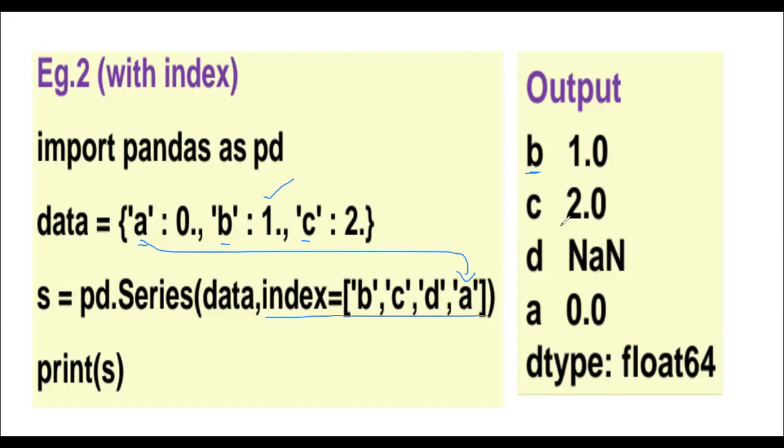Then the next index is C. So we are getting C and it will check in the dictionary. We have a key C. Yes, we have. And what value do we have? 2 points. So 2.0. Then the next index is D. We don't have a key D in the dictionary. So we are getting a NaN value in that place. Then we have an index A. It will check in the dictionary. Do we have the key A or what? Yes, we have the key A. What is the value stored? That is 0. So 0.0 and the dtype is float64.